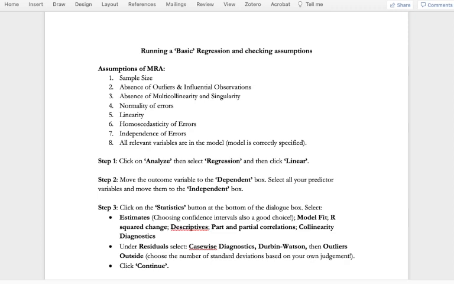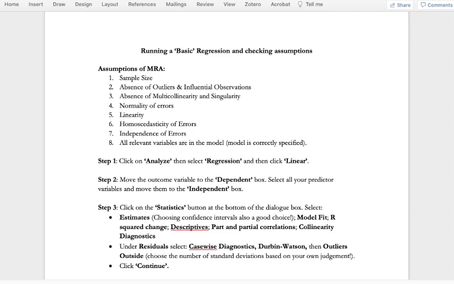Next is absence of outliers and influential observations, which we'll have to run through the same way we did last time, though I'll go through it a bit quicker. Then there's a couple new ones.